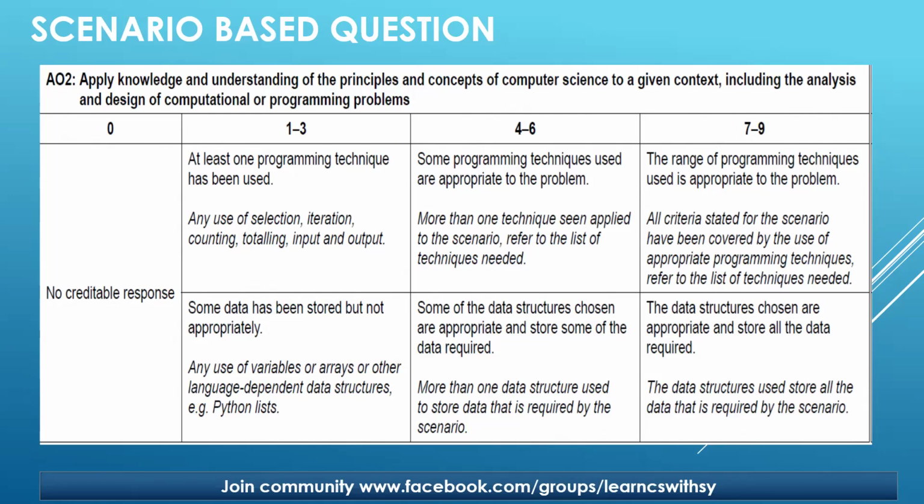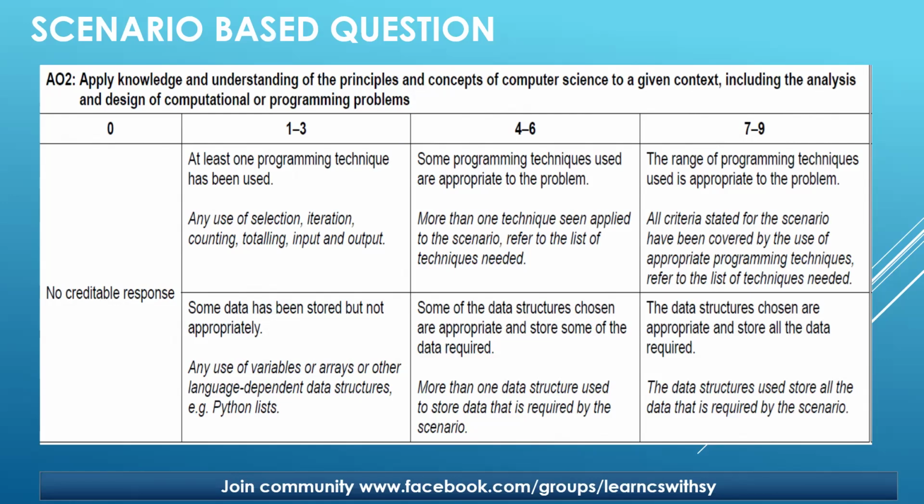In order to score 4 to 6 marks out of 9, you have used some programming techniques, and more than one programming technique has been applied, like the use of selection statement, the use of iteration, input and output being handled properly. If any counting structure or totaling is done, then you will be able to score between 4 to 6 marks. And if you have used the data structures properly, then also it will be the same category.